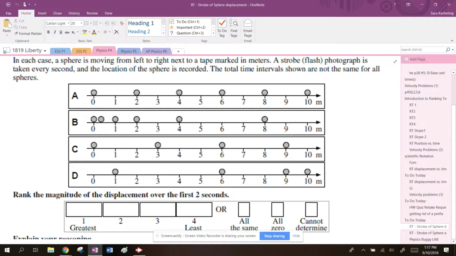You guys know what a strobe light is? How they blink every fraction of a second? You can also use something like that to take photographs where it takes a picture every second. That's what happened in these pictures. The first picture is at time equals 0. The second picture is at time equals 1, etc. They just keep going. So like in A, this is time equals 0, time equals 1, 2, 3, 4, 5.